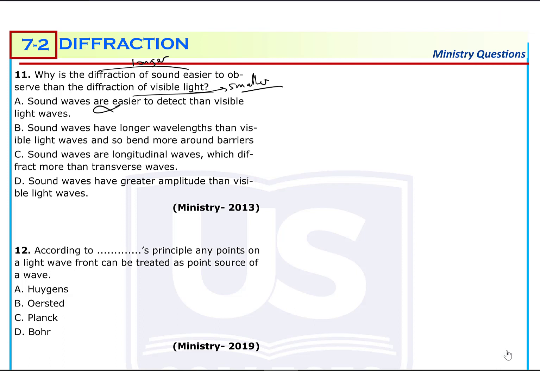Sound waves have longer wavelengths than visible light waves, so they bend more around the bodies. So this is the correct answer. B is the correct answer. C: sound waves are longitudinal waves which diffract more than transverse. No, there is no relation about diffraction being longitudinal or transverse. All waves diffract. Sound waves have greater amplitude than visible light. That is not the case. Answer is B. Sound waves have longer wavelengths than visible light. That's why they deflect more, or bend more, around the barriers.